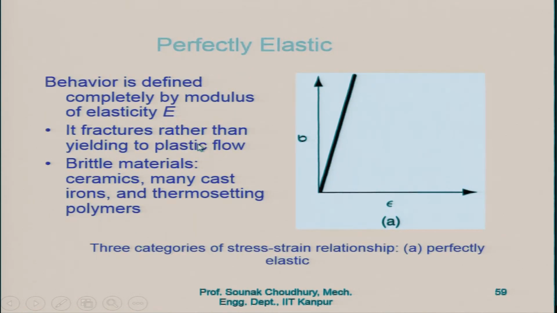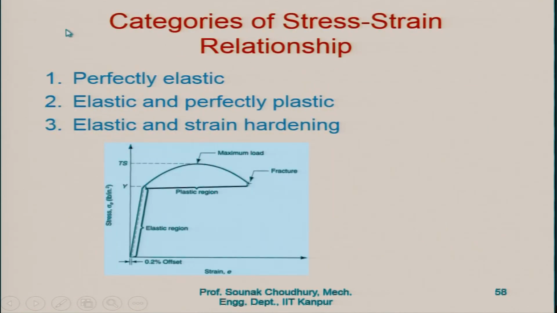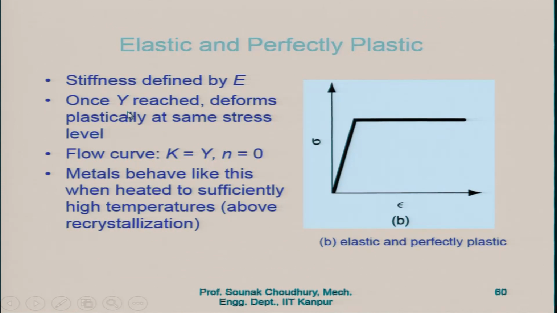Now, I would like to repeat once again that these are the categories depending on the material, okay. Depending on the material, we can have the stress strain curve which is perfectly elastic, for example, for the brittle materials. Depending on the material, we can have the elastic and perfectly plastic material behavior.